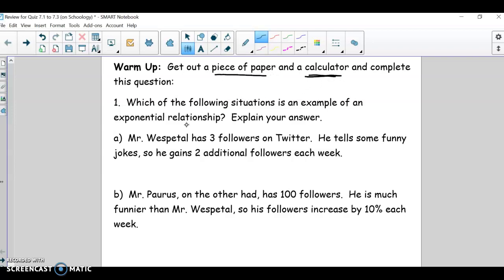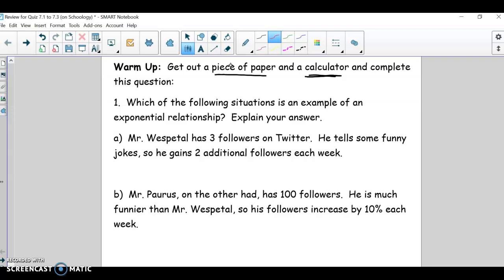So the first one is just basic about what is an exponential. I don't actually have Twitter, but just a made up example. I have 3 followers, I tell some funny jokes, and I gain 2 followers per week. That sounds about right. Mr. Paris, very popular on Twitter, 100 followers, and he's much, much funnier than me. So he's going to increase by 10% each week. Which one of those would be exponential, and then explain. Pause the video and figure it out.